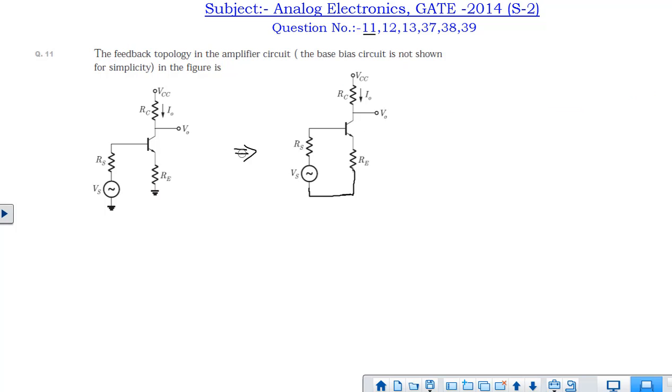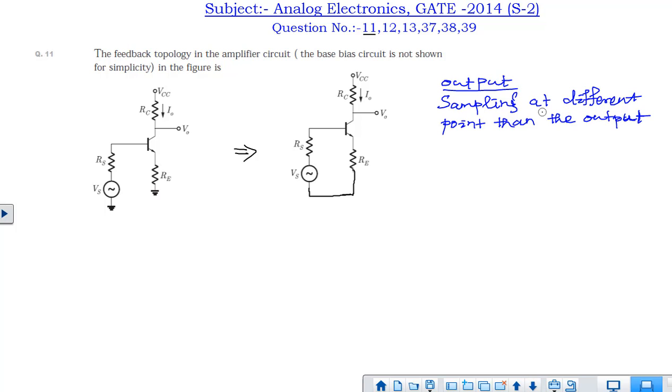We can redraw the circuit like this because this is grounded, so we have just connected these two terminals. Now we will see what is the type of sampling at the output and what is the type of mixing at the input. At the output, the voltage is taken here and the feedback is taken here, so that is happening at different points. If it is happening at different points, then the sampling will be of current type and the connection will be of series type.